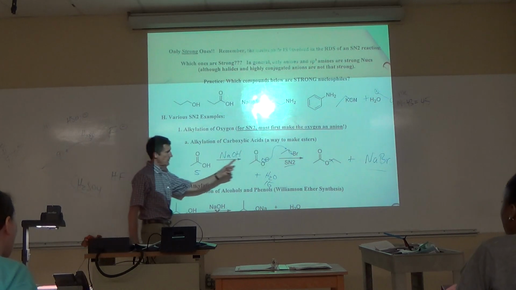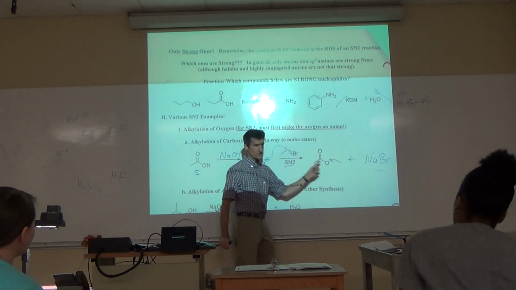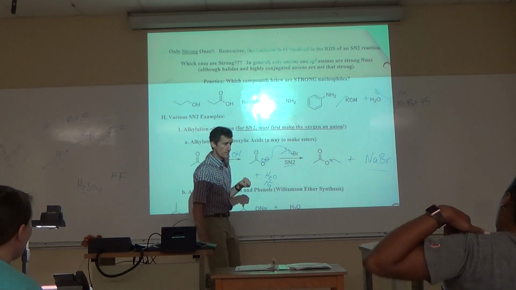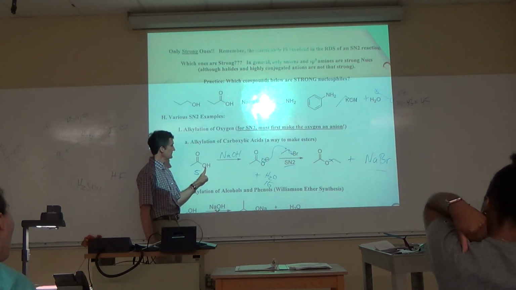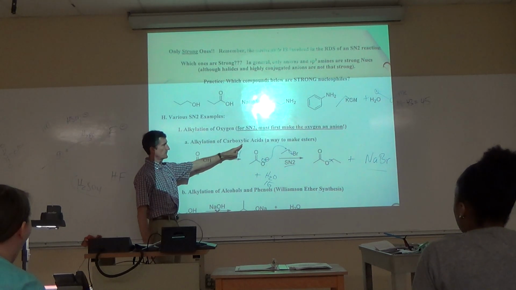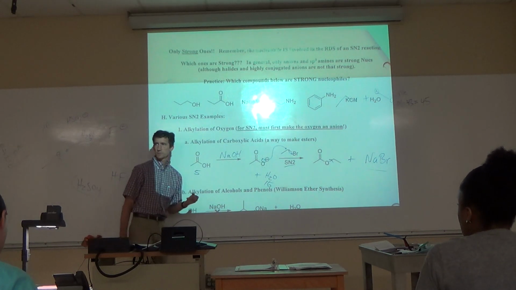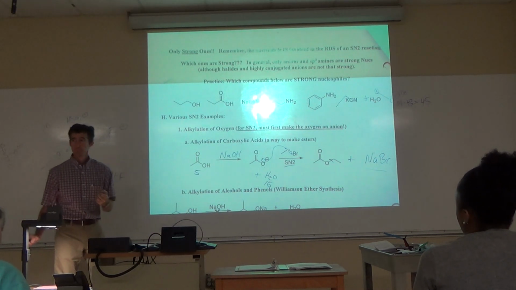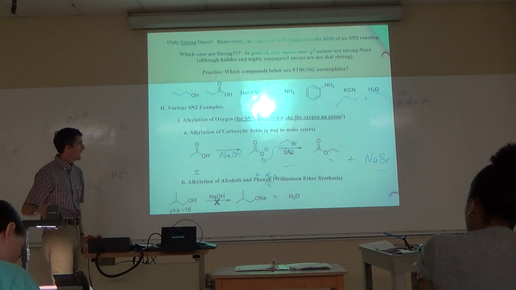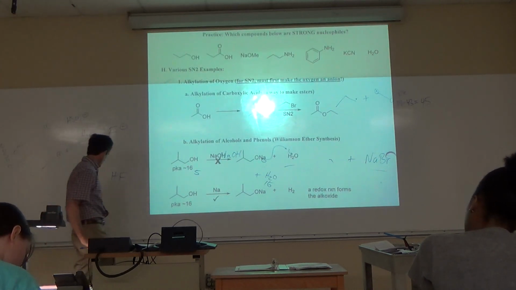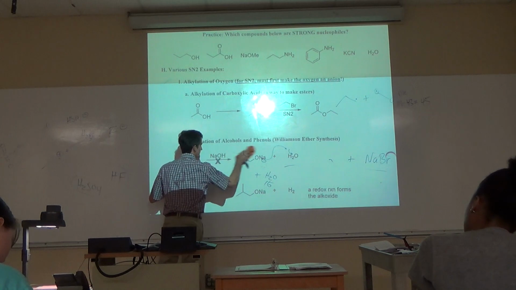The acid is now what? An ester, right? We alkylated the oxygen. Alkylation of carboxylic acid. It's a common and easy way to make esters. Yep. We can also alkylate alcohols and phenols.